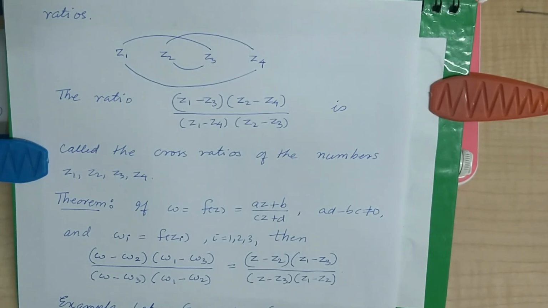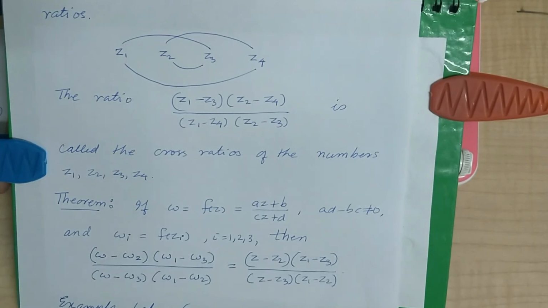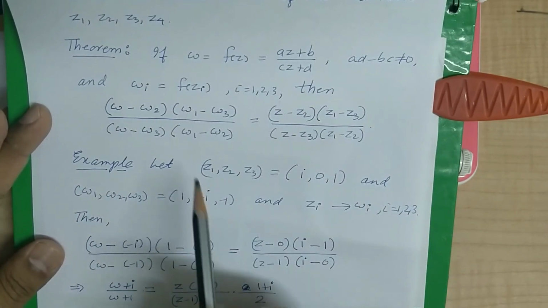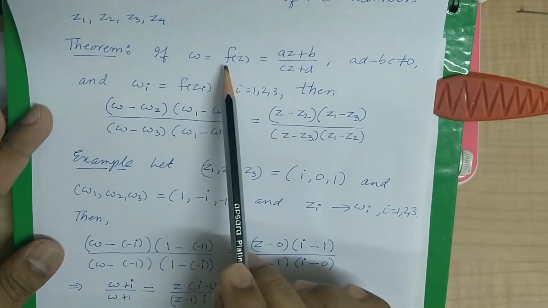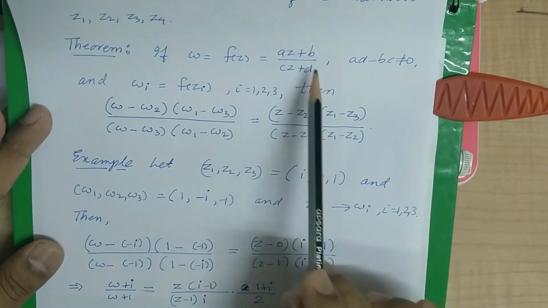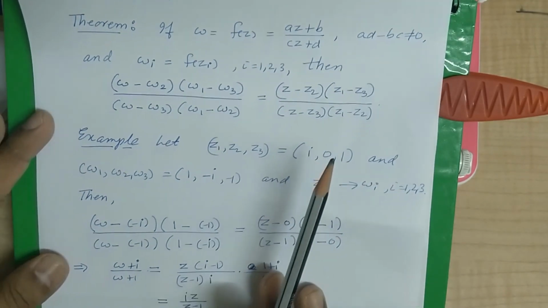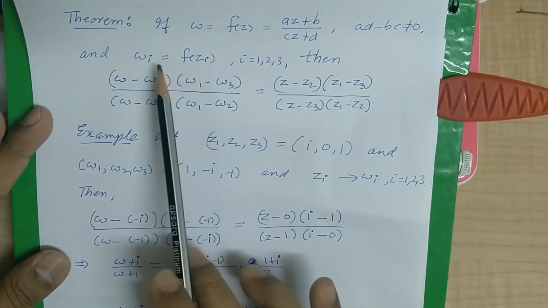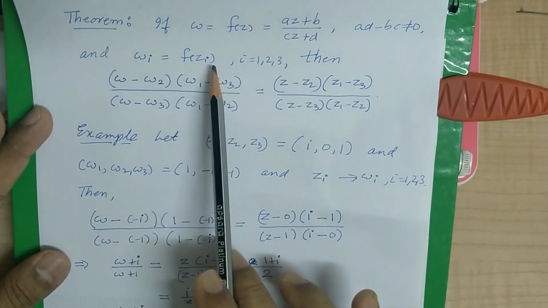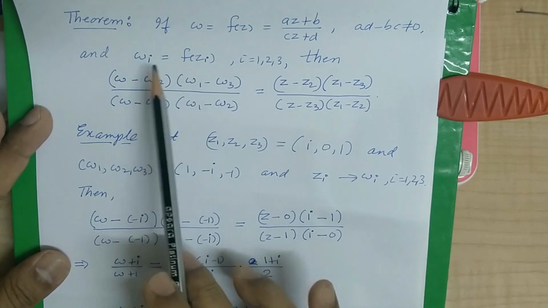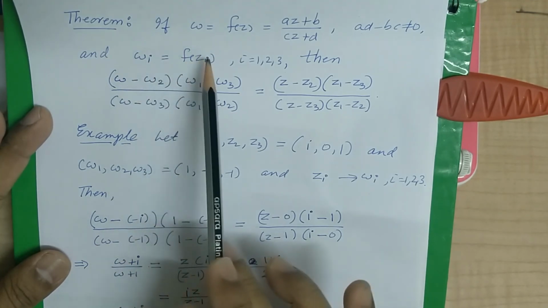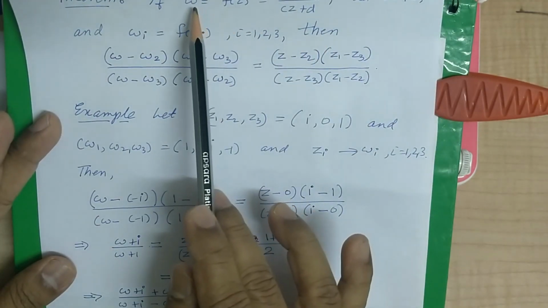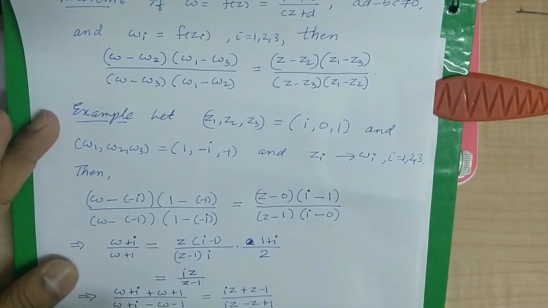And it happens to be a very interesting object. The theorem is the following: if w equal to f of z is a bilinear transformation, with ad minus bc not equal to 0, and if there is a mapping property like this, that zi goes to wi, that means f of z1 is w1, f of z2 is w2, f of z3 is w3, then this map can be obtained through this cross ratio.